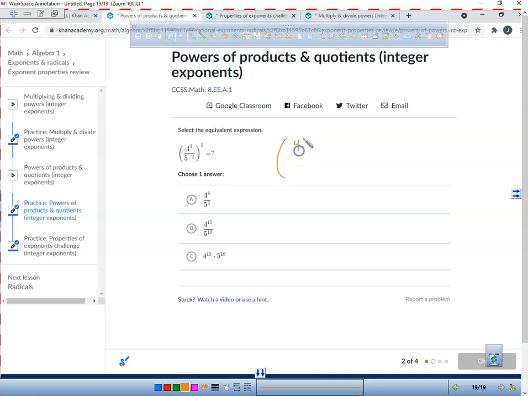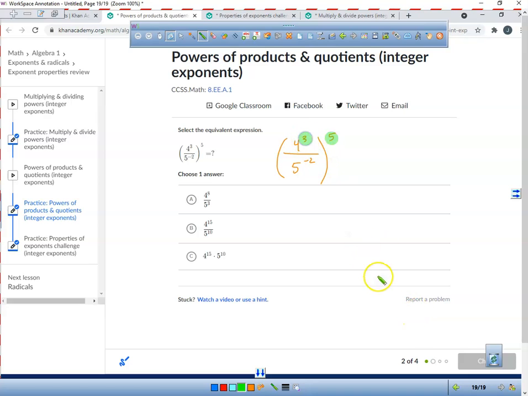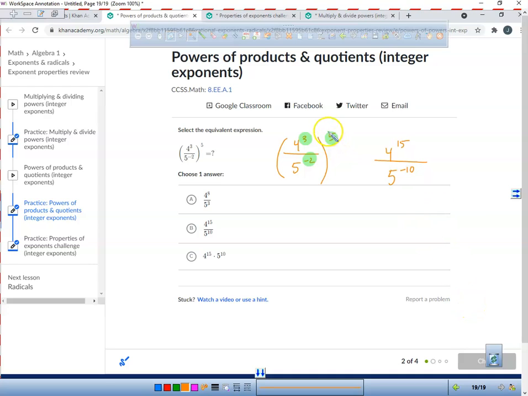We've got 4 cubed over 5 to the power of negative 2, raised to the power of 5. What's my power? 5. What's this power? 3. What's that power? -2. Just multiply. So we get 4 to the power of 15 over 5 to the power of -10, because 5 times 2 is -10. Now, which one stays the same? Which one are we not moving? 4 to the power of 15.